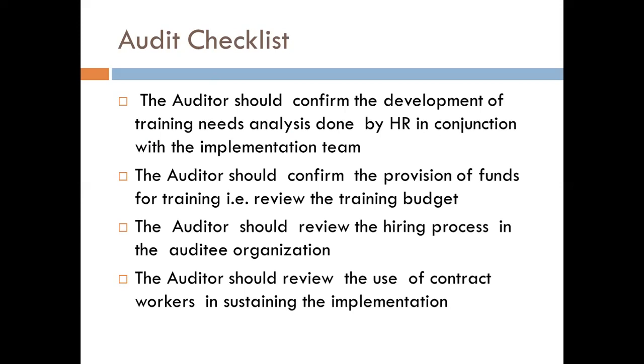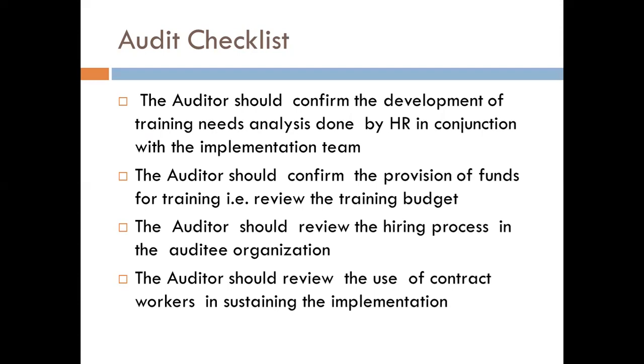All right, so like I said, the HR guys do the training needs analysis, and they are supposed to work with the implementation team. So the auditor is meant to check for that. Did that really happen? Where is the evidence that such training analysis was done? The auditor should confirm the provision of funds for training.